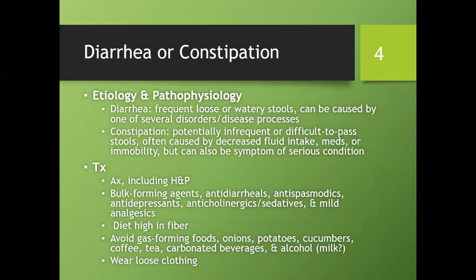Antidiarrheals are Lomotil and Imodium, okay? Even Kaopectate or Pepto-Bismol. Antidiarrheals decrease how fast the stool moves through the GI system. They also decrease the secretions, decreasing fluid in the stool. They bind up water, coat the mucosa, and absorb toxins, okay? We need to make sure that this is effective. It should be effective within 48 hours.